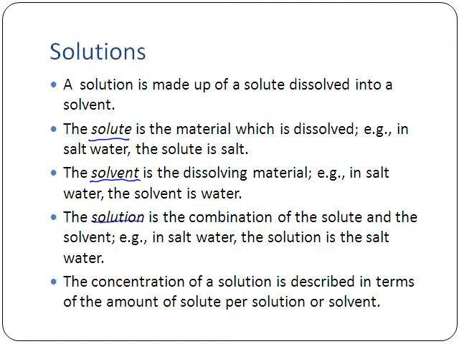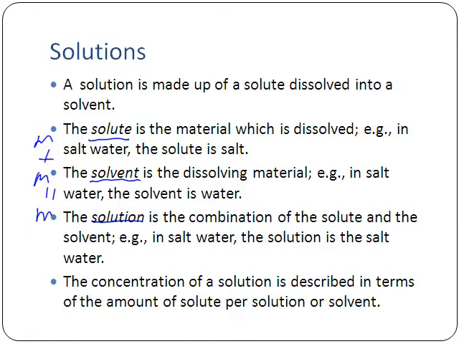The solution, on the other hand, is the combination of the two, the combination of the solute and the solvent. So in salt water, the solution is the salt water. If we know the mass of the solute and the mass of the solvent, and we want to find the mass of the solution, we simply add these two up, and that equals the mass of our solution. And so those are your three parts here.